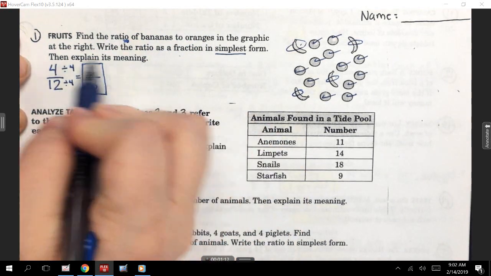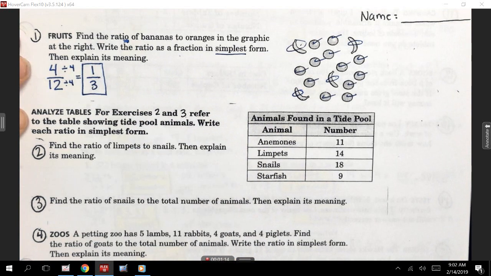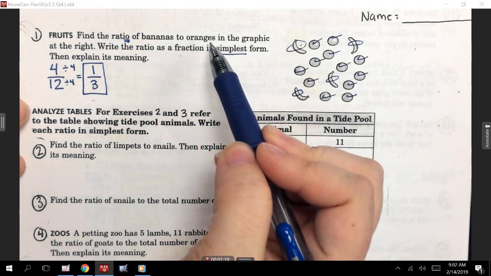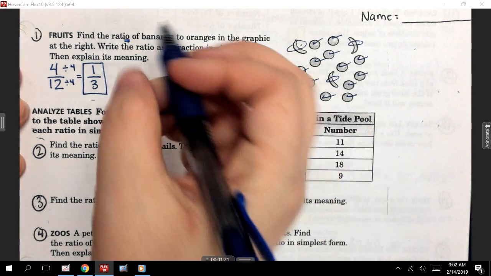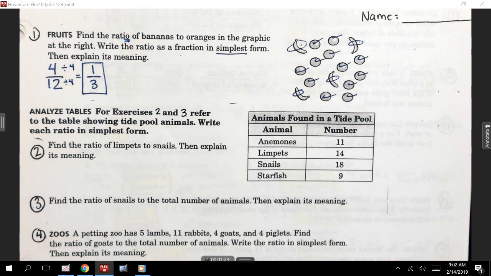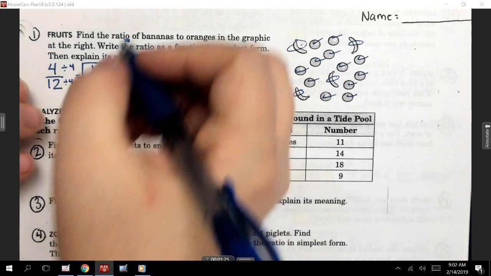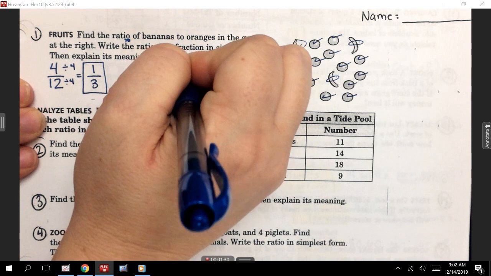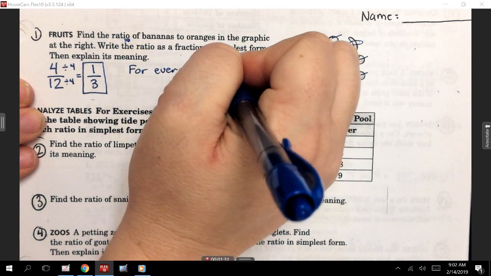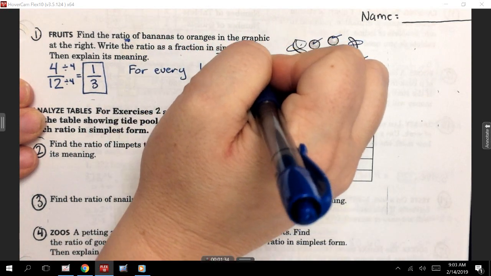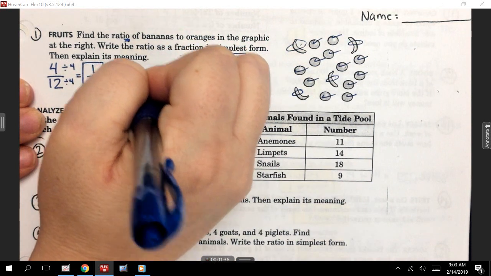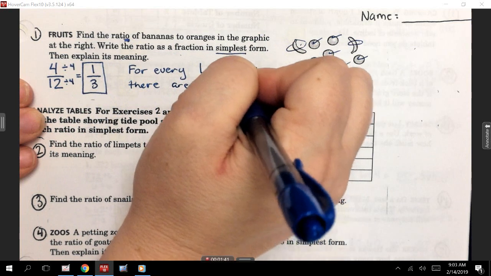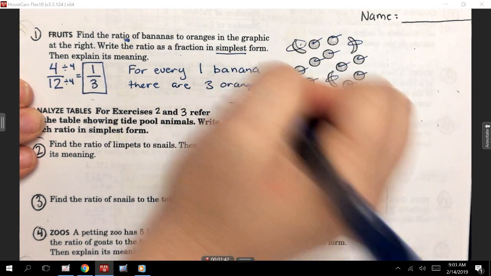All right, it does say explain its meaning. All right, this is that very simple sentence. Bananas and oranges are very, very different. I can't pull a banana out of an orange. So I'm going to say for every banana, there are 3 oranges. Luke, did you have a question, or were you just trying to answer?